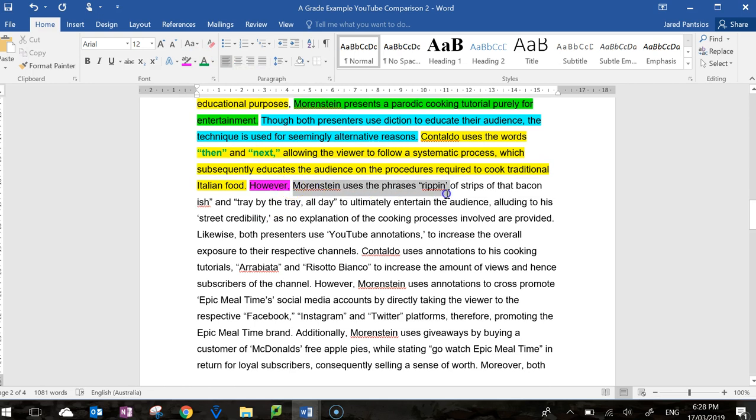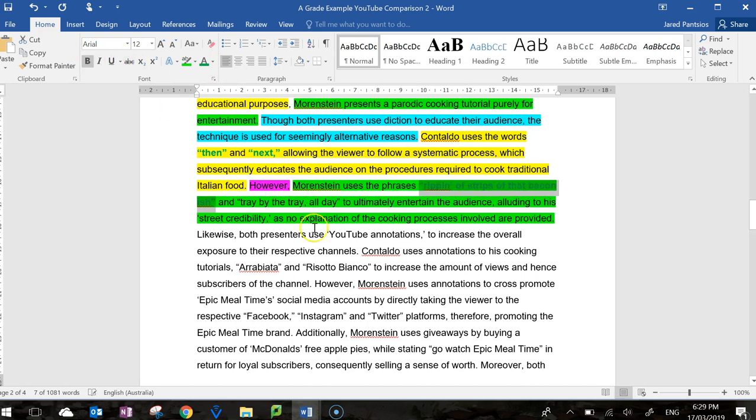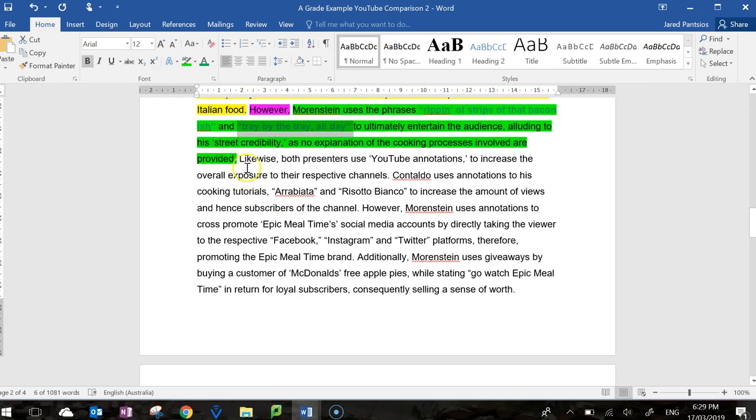Morestein uses the phrase "rippin' strips of that bacon-ish and tray by the tray all day" to ultimately entertain the audience, alluding to his street credibility, as no explanation of the cooking process involved is provided. So that's a great contrast in terms of how it's no instruction, but then again they've used that slang and humor of what Morestein says, "tray by tray all day," to entertain the audience of his street credibility.